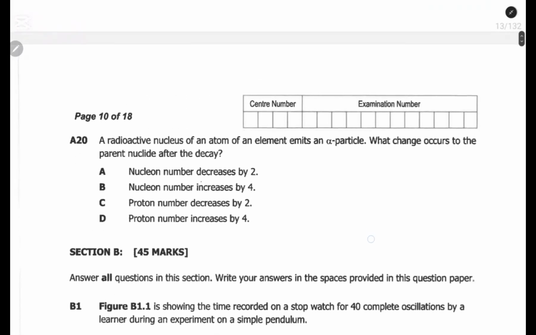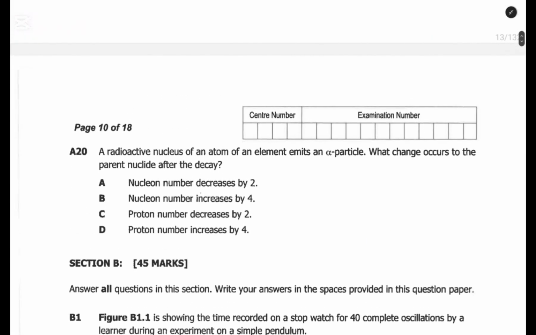Finally, the last question on multiple choice. A radioactive nucleus of an atom of an element emits an alpha particle. What change occurs to the nuclide after the decay? So for the general equation for alpha decay, you have a nuclide with a mass number and atomic number decaying by an alpha particle into the daughter. The mass number decreases by 4. The atomic number, which is Z, decreases by 2.